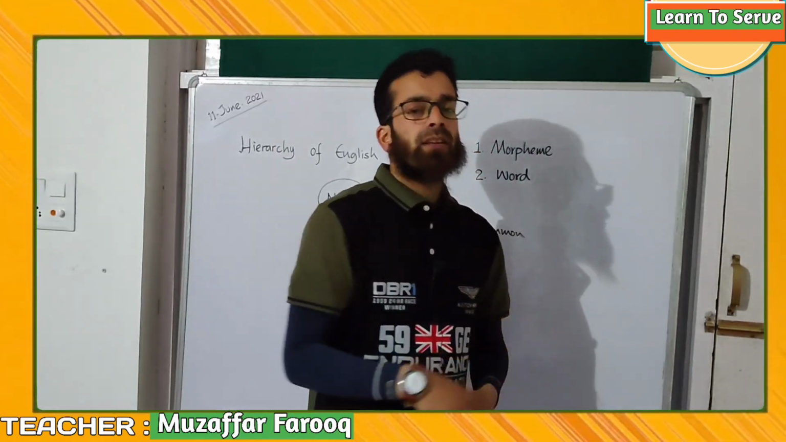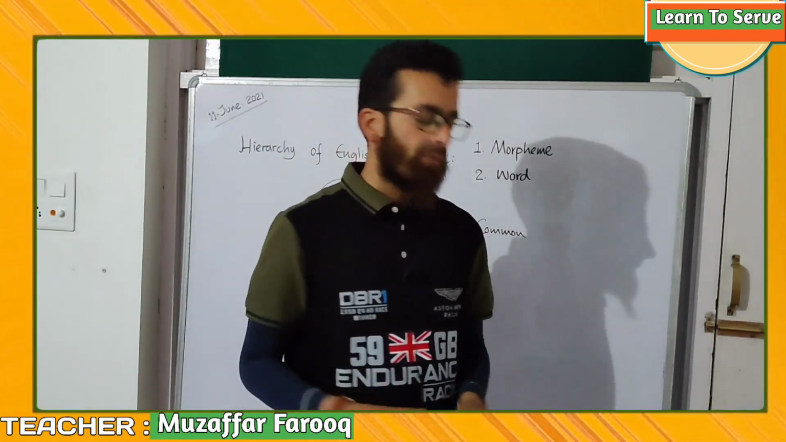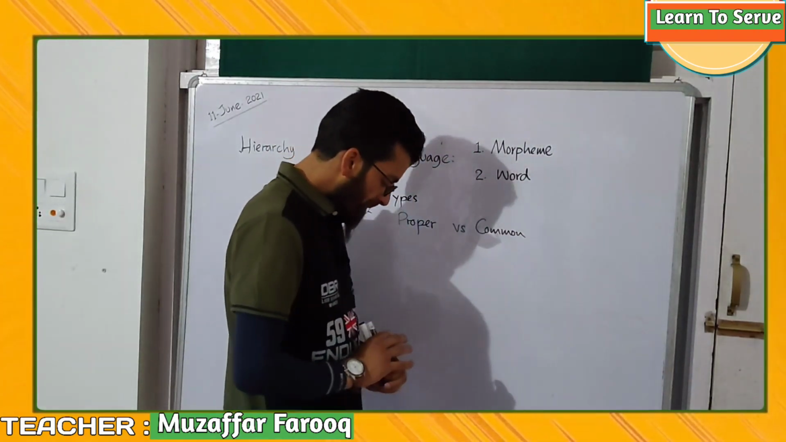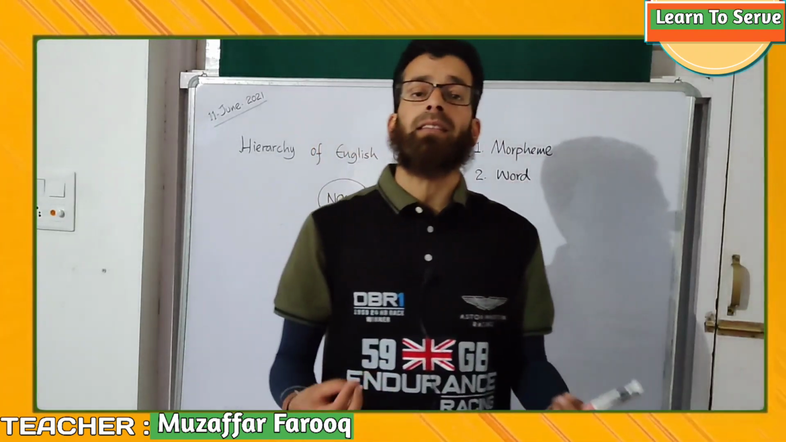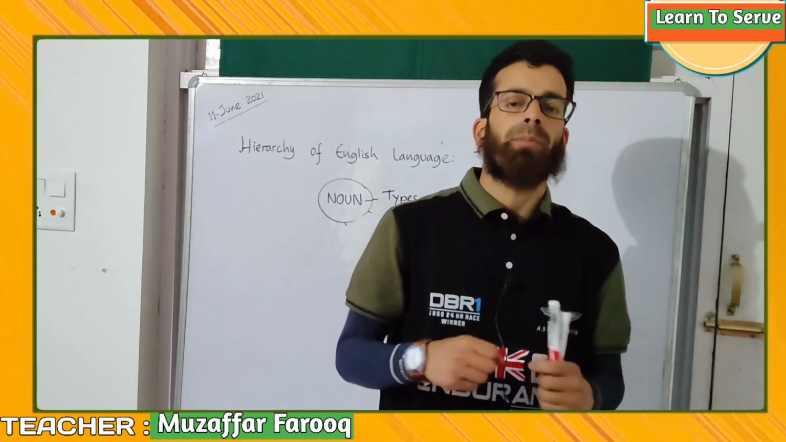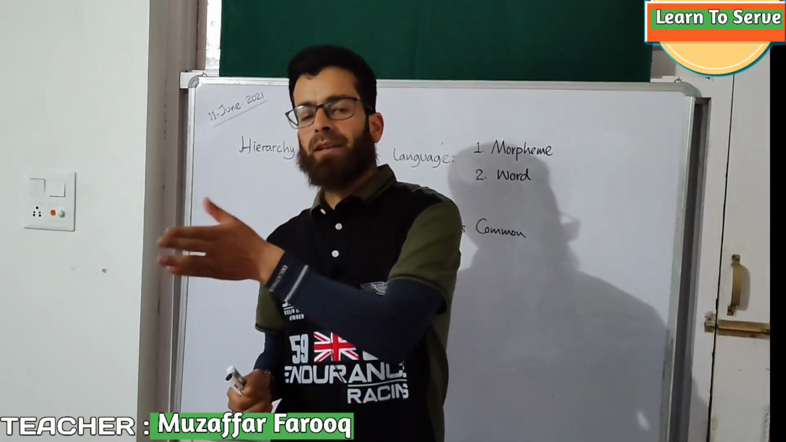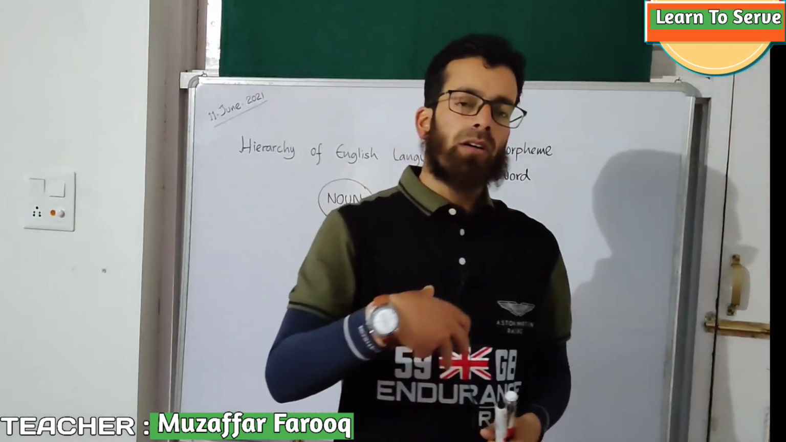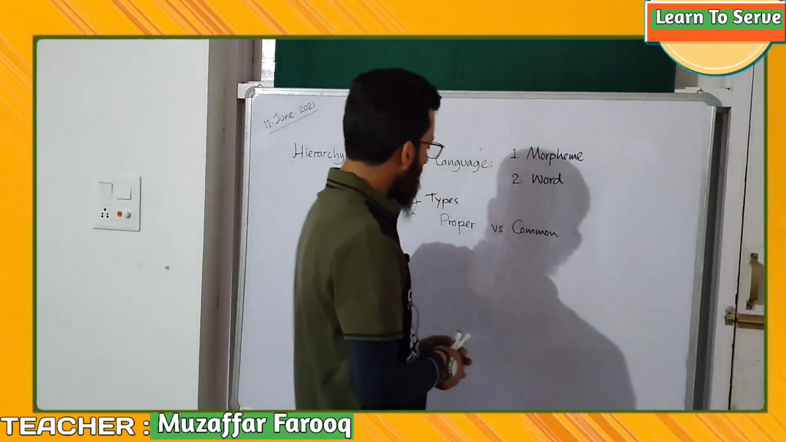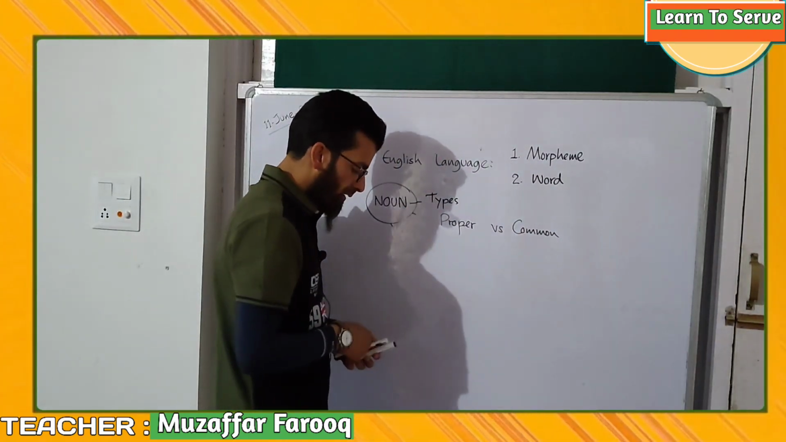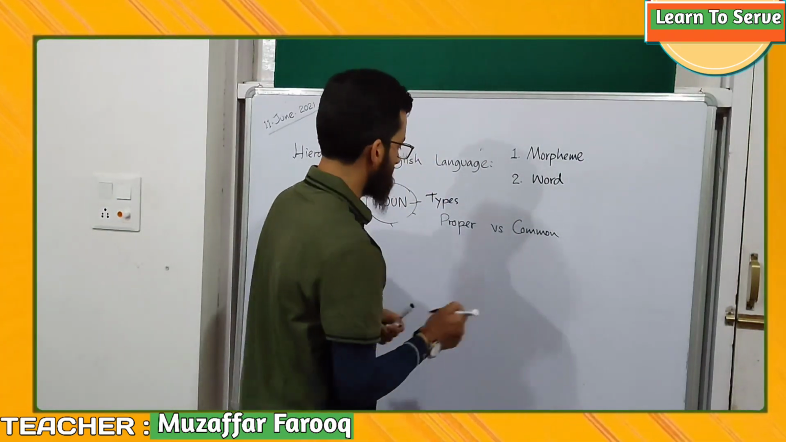Instead of this, when we talk about proper nouns, no determiner. So common nouns begin with small letters, and this is another difference between common nouns and proper nouns. Proper nouns begin with capital letters, but common nouns begin with small letters. Another category we are going to discuss is the difference between concrete and abstract.